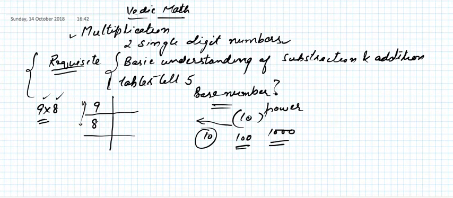So once the base number has been determined, we have to subtract that base number from these values. Like 9 minus 10 would be minus 1, and 8 minus 10 would be minus 2. Once we have found these numbers, multiply the numbers on the right side, and it would result in 2. Now our problem is to find the number on the left side.